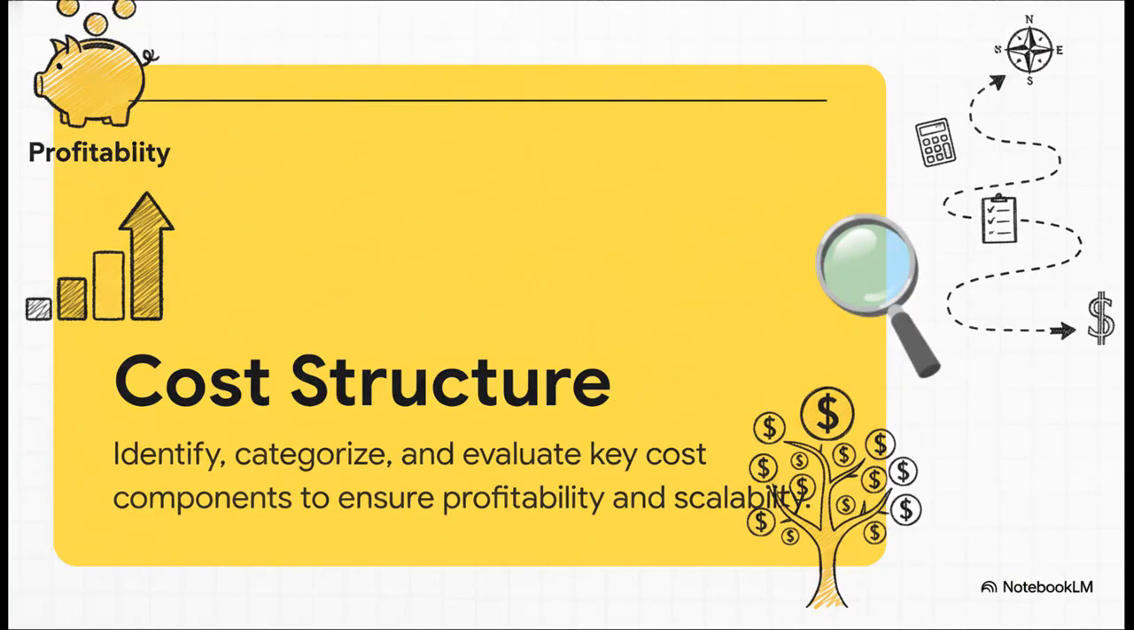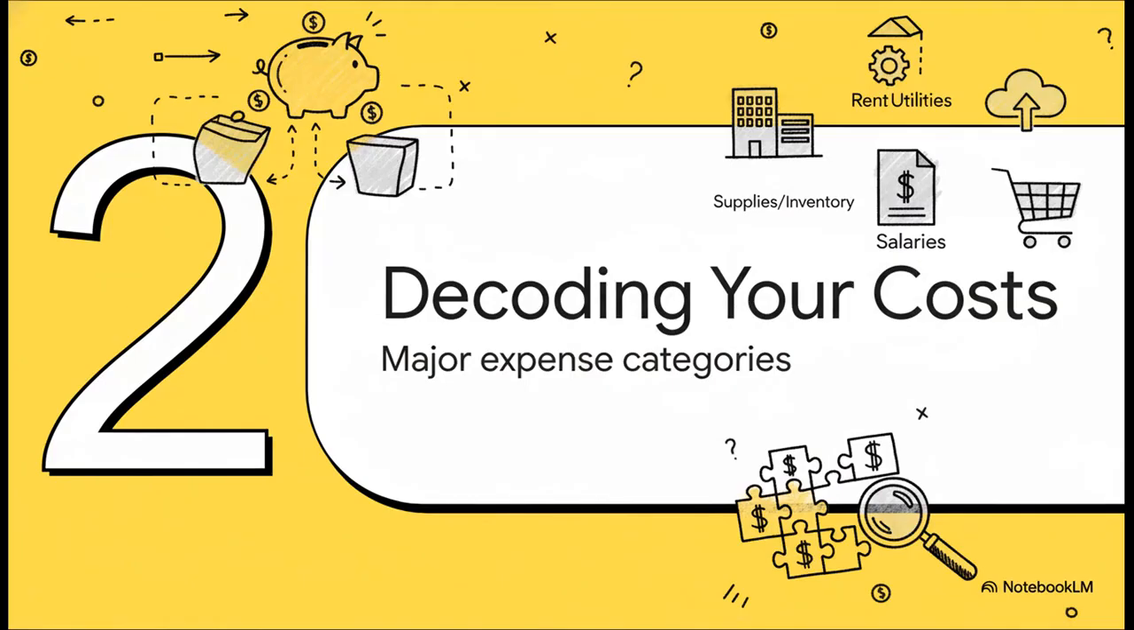So what is a cost structure? Well, it's not just a list of things you pay for. It's an active process. You're identifying, you're categorizing, and you're evaluating every single dollar that goes out the door. Think of it as the architectural plan you need to build a business that can not only survive, but actually scale.